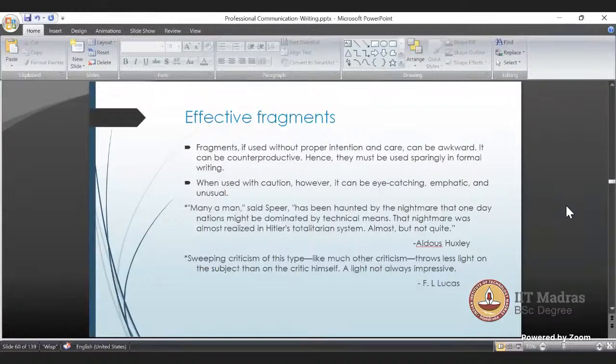Okay, this wouldn't be the best way to write things. Fragments do not always form a good way to write. So you can have a look at the examples where the authors have tried to use it to build context and bring in an unusual tone to their writing. Many a man, Shakespeare, has been haunted by the nightmare that one day nations might be dominated by technical means. That nightmare was almost realized in Hitler's totalitarian system. Almost, but not quite. So, which part of this is the fragment?